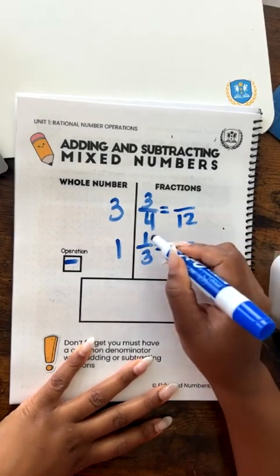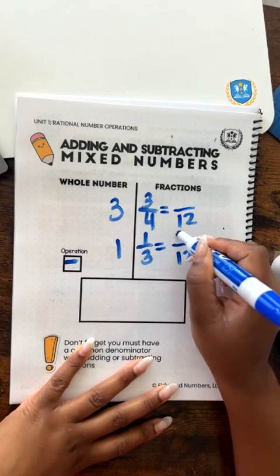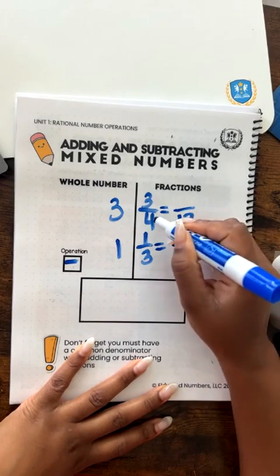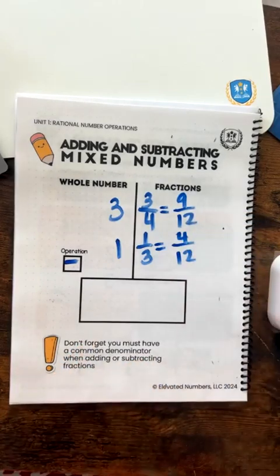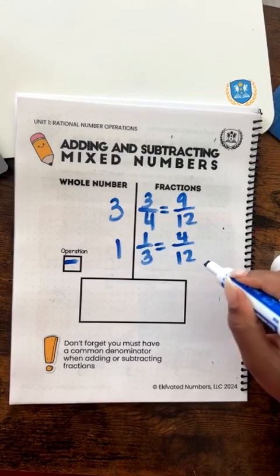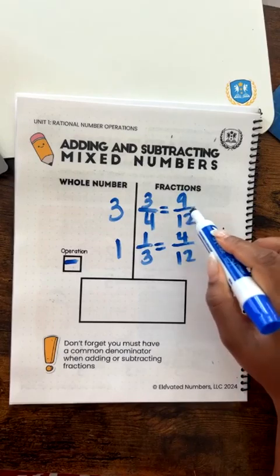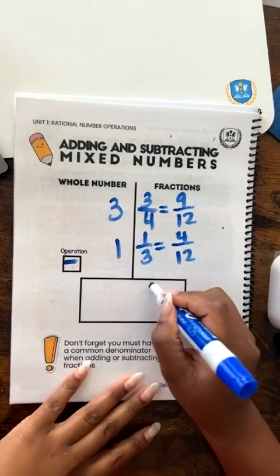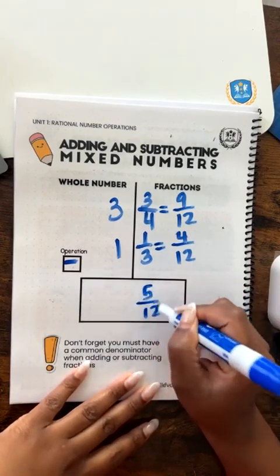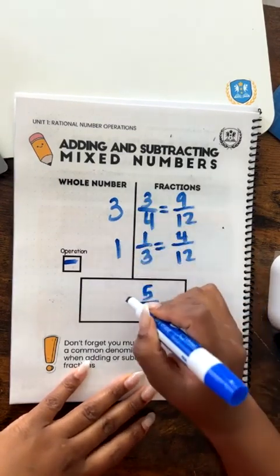3 times 4. So 1 times 4 is 4. And 4 times 3 is 12. 3 times 3 is 9. All right, so here we are subtracting. Now, luckily this first one is not too complicated. So we're going to do it straight up and down. 9/12 minus 4/12. That would be 5/12. And 3 minus 1 is 2.